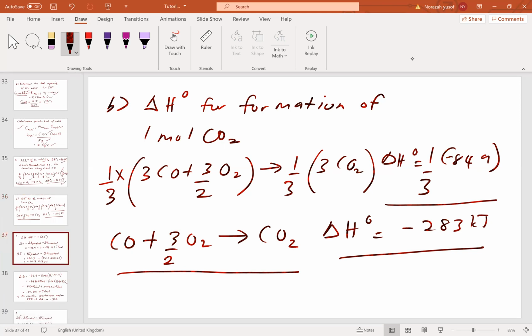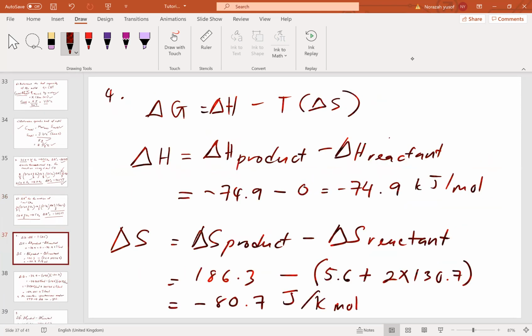Right, the next question is: calculate the standard free energy, Gibbs free energy, delta G, for the formation of methane from carbon and hydrogen at 298 Kelvin using tabulated values of delta H and S. Is the reaction spontaneous under standard condition?